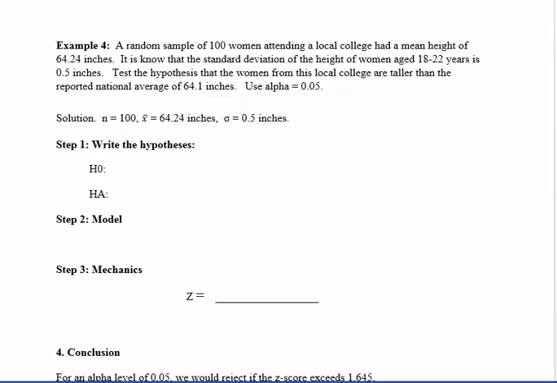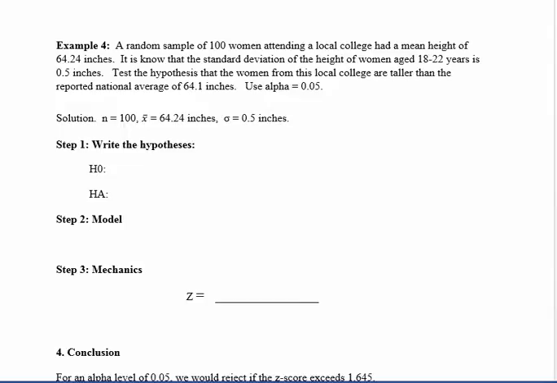A random sample of 100 women attending a local college has a mean height of 64.24 inches. It is known that the standard deviation of the height of the women aged 18 to 22 years is 0.5 inches. Test the hypothesis that the women from this local college are taller than the reported national average of 64.1 inches. Use alpha equal 0.05.